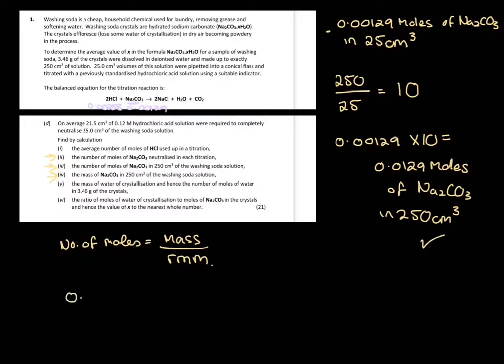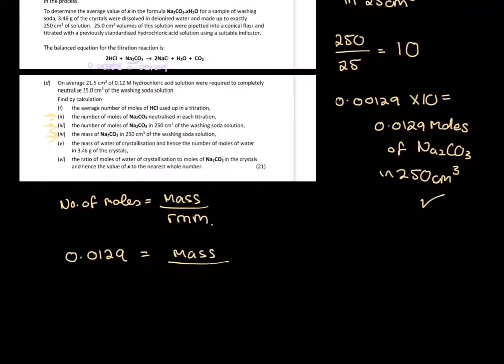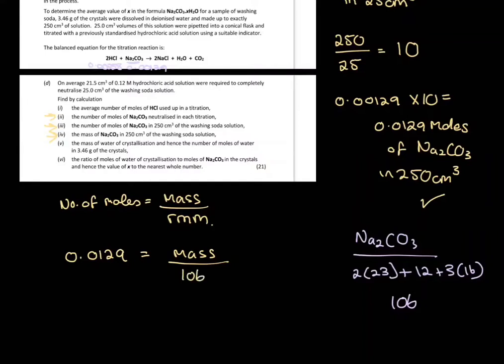So let's fill this in. We've got 0.0129 moles of the sodium carbonate. I don't know its mass. The relative molecular mass then, I can do it over in the corner here. 2 sodiums, 1 carbon, and 3 oxygens. Add those all up and we should get 106. So I have the relative molecular mass there now. So I can fill that in.